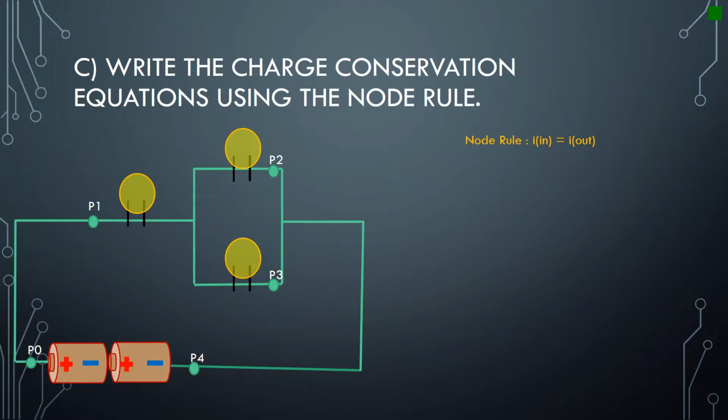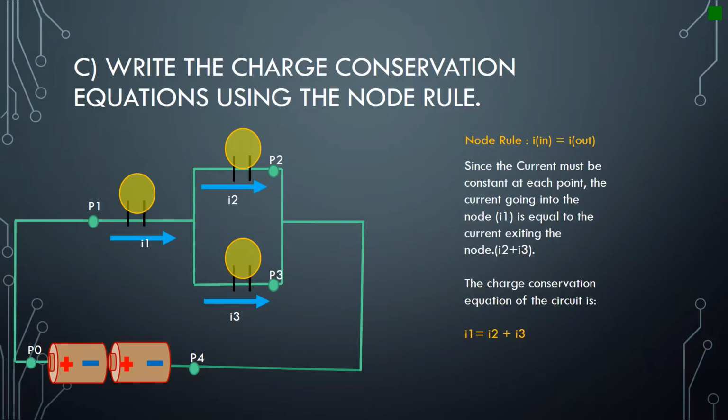For part C, write the charge conservation equation using the node rule. According to the node rule, in the steady state, the current entering a node is the same as the current exiting that node. In this case, I1 is equal to the current through bulb 1, I2 is the current through bulb 2, and I3 is the current through bulb 3. Therefore, the charge conservation equation is I1 is equal to I2 plus I3.